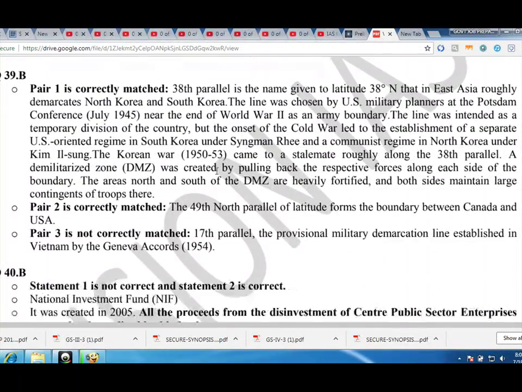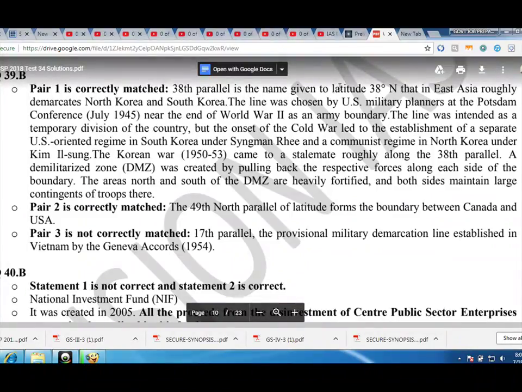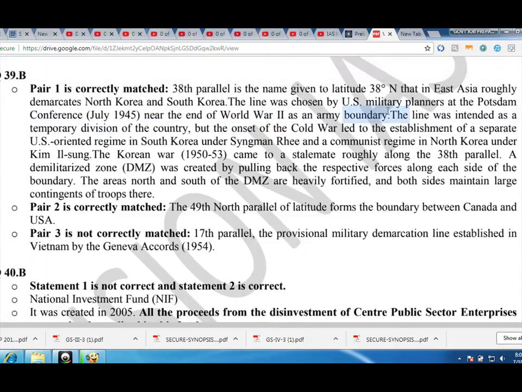Q39. Pair 1 is correctly matched. 38th parallel is the name given to latitude 38 degrees that in East Asia roughly demarcates North Korea and South Korea. The line was chosen by U.S. military planners at the Potsdam Conference in July 1945 near the end of World War II as an army boundary.